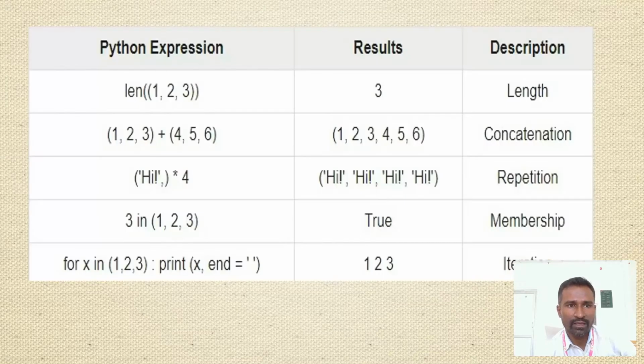These are all the operations used in the tuple. Length operation: for 1, 2, 3 the result is 3, which is counting the length of elements. This is concatenation. This is repetition, a multiplication of how many times; here star 4 repeats Hi four times. Membership checks whether an element is present inside the tuple, and iteration can also be done here.